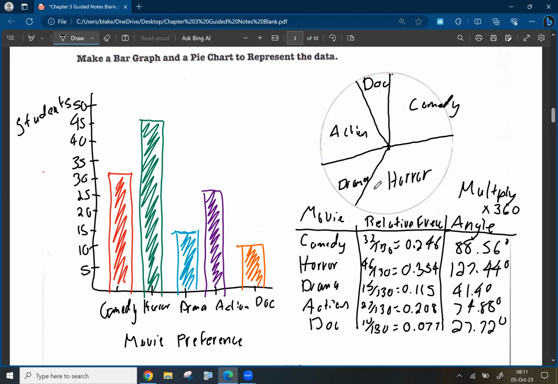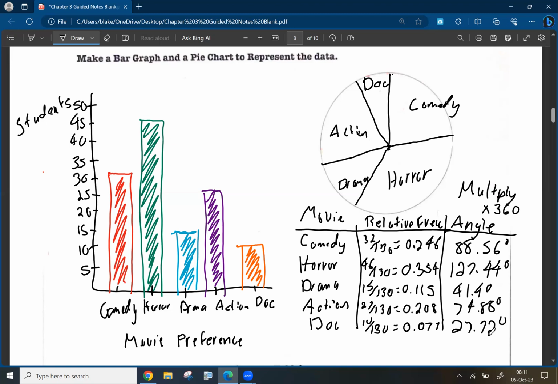Now, in a perfect world, what you would do is take a protractor and measure these angles out, and you could get these pie slices to be absolutely perfect. Unfortunately, we don't have that right now, so we kind of eyeballed it. But it's still important to know these because test questions will tend to ask for this information.